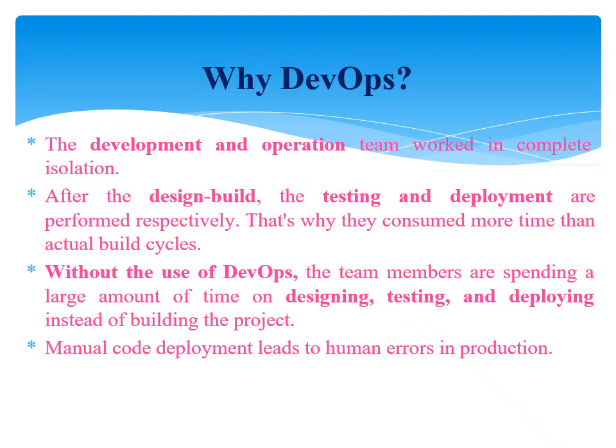Why do we need DevOps? The development and operation teams worked in complete isolation. Then after the design, the build, the testing, and deployment are performed respectively. That's why they consumed more time than the actual build cycles. Without the use of DevOps, the team members are spending a large amount of time on designing, testing, and deploying instead of building the project. Manual code deployment leads to human errors in production.